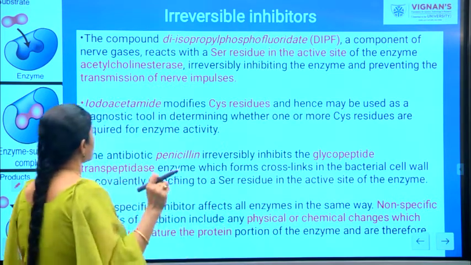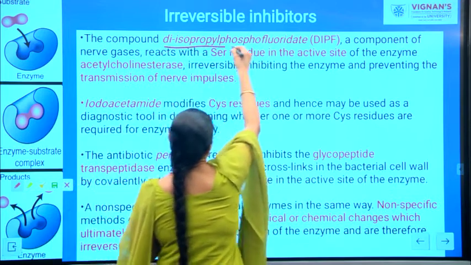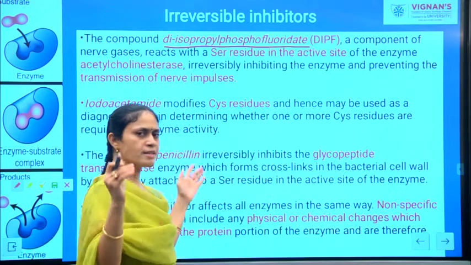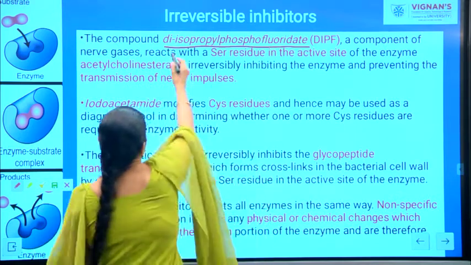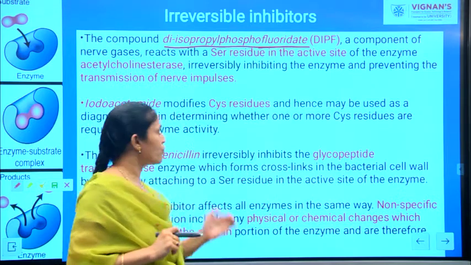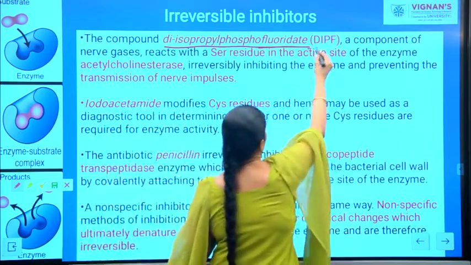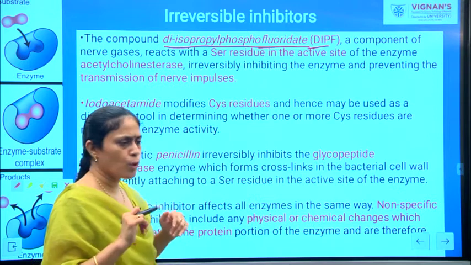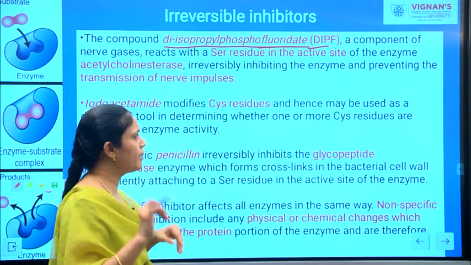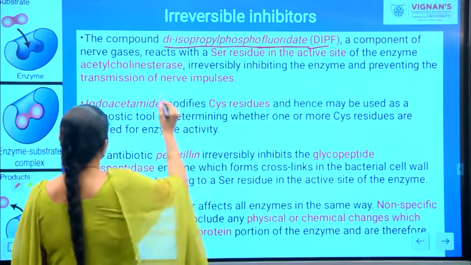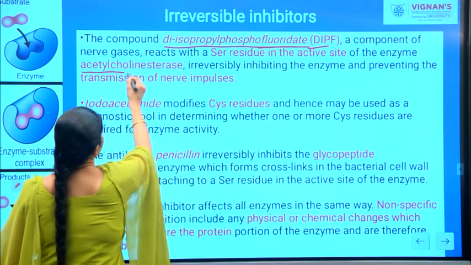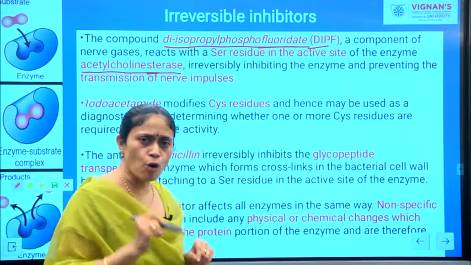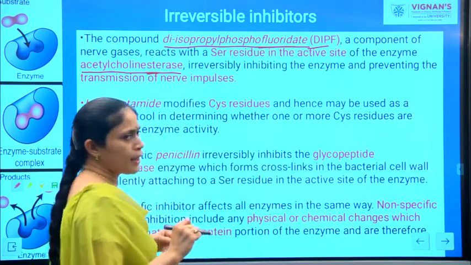I'm just considering an inhibitor which is nothing but your DIPF. What is the full form of this DIPF? It is nothing but diisopropyl phosphate fluoridate. In short, we are calling it DIPF. This is an inhibitor. What is the enzyme inhibited by this particular inhibitor? Just consider acetylcholine esterase. This is the enzyme which is mostly affected by your DIPF.